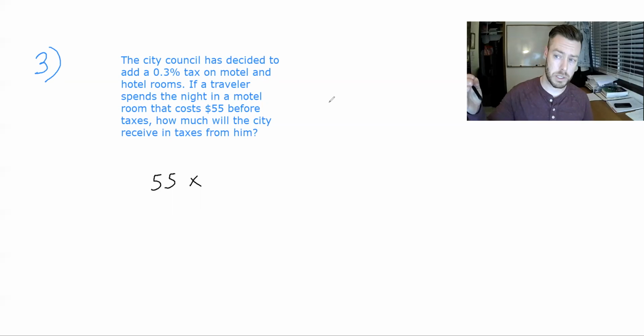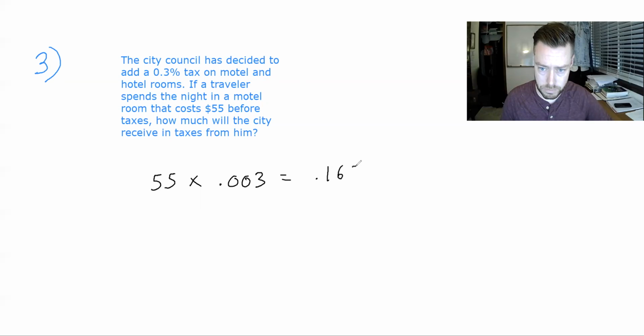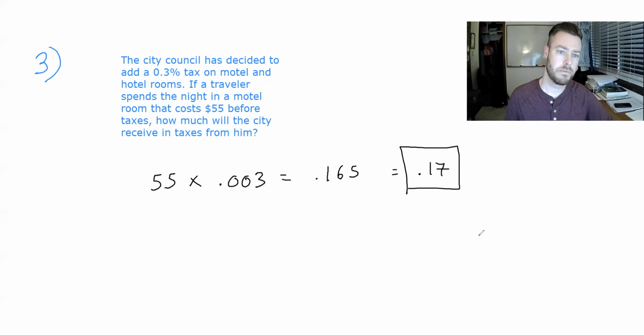So we're going to move the decimal place over twice, which is going to give us 0.003. If we do the math, 55 times 0.003 is equal to 0.165. Or, because we're going to round to the second decimal place, 0.17. So that means the city will receive 17 cents from the traveler. So not too bad. This one's a pretty easy one, nice and quick and simple.